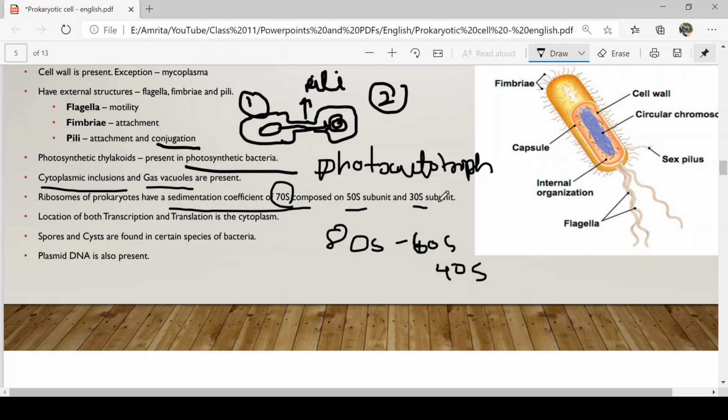Remember one thing very clearly here: never try to add 50 plus 30 or 60 plus 40, because that is not going to get you 70 or 80. It is not based on the addition, it is based on the sedimentation rate. Now, what is the sedimentation rate? If you have seen a washing machine or a mixer, okay, what happens? There is a centrifugal force there. Okay, so when something spins, the denser particle will be at the bottom and the lighter particle will be at the top. So that is the concept of centrifugation or centrifugal force.